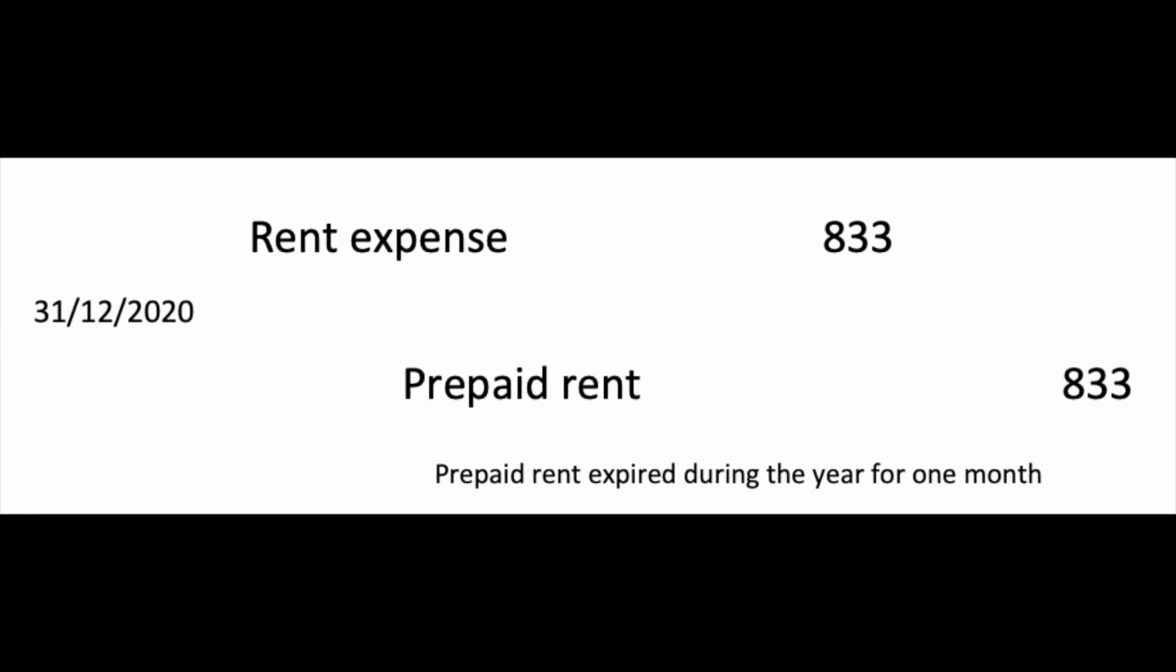1. Prepaid expenses. The first adjusting transaction, prepaid rent expired during the year for 1 month. Debit rent expense for $833 and credit prepaid rent for $833. There were 11 months of prepaid rent left, which are considered as unadjusted amount.